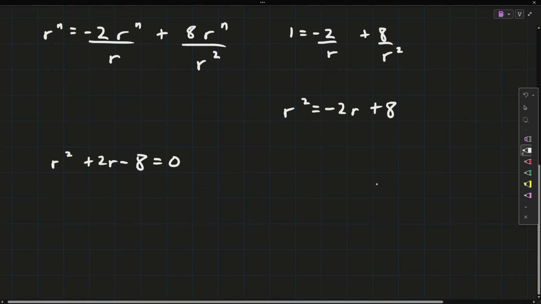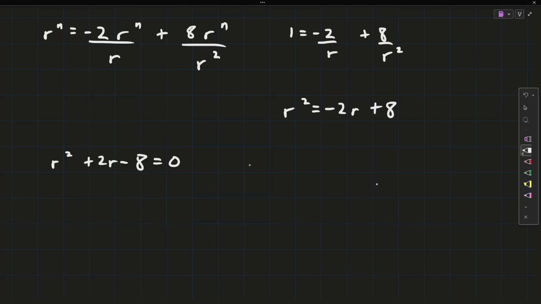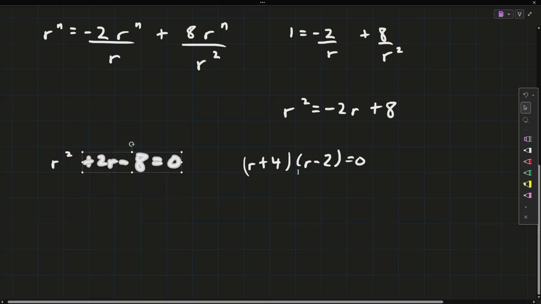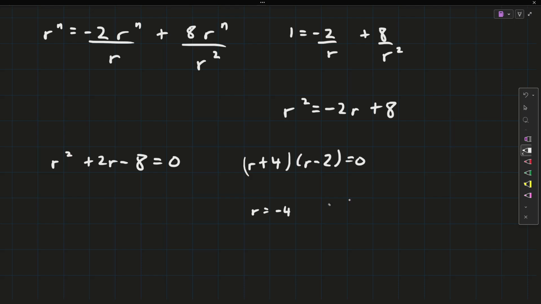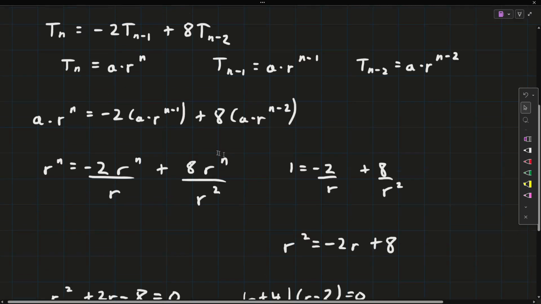So factors of 8 that would add up to 2, well, we could say positive 4 and minus 2, that would work. So we could have (r plus 4) times (r minus 2) equals 0. And you could check that if you want by multiplying this out. So that means we get r equals minus 4 or r equals 2. And these are both solutions to our difference equation.